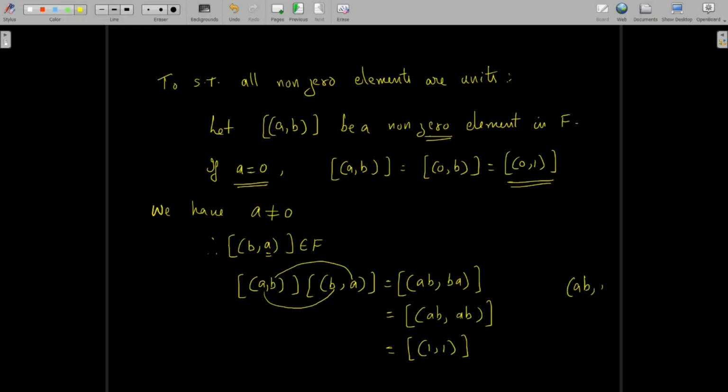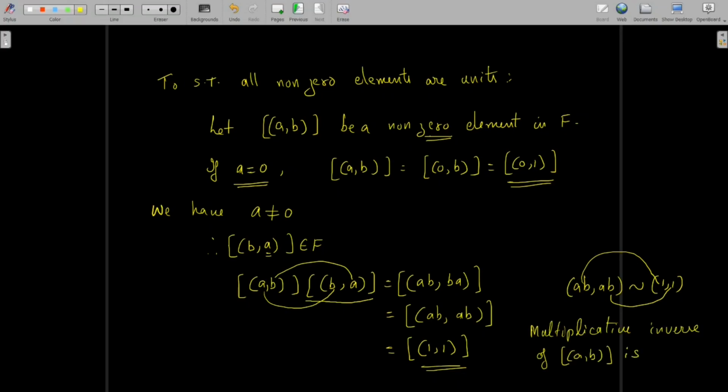Since the element AB comma AB is equivalent to the element 1, 1, because AB into 1 equal to AB into 1, because these two elements are equivalent. So we may say that the equivalent class of AB comma AB is equal to the equivalent class of 1, 1. And the equivalent class of the element 1, 1 was the multiplicative identity in F. So we showed that when we multiply the equivalent class AB with the equivalent class BA, the result becomes the multiplicative identity in F. That means that the multiplicative inverse of the equivalent class AB is the equivalent class BA.